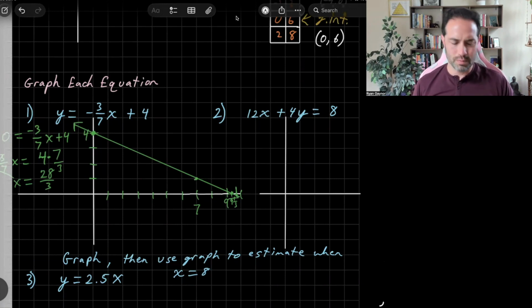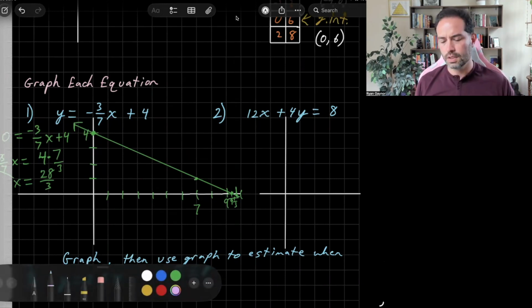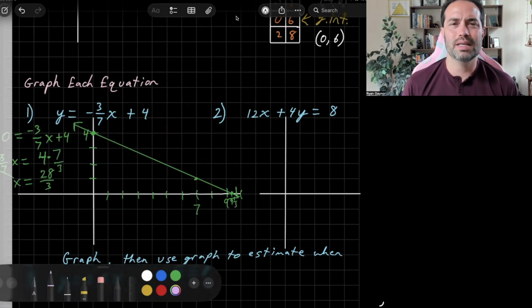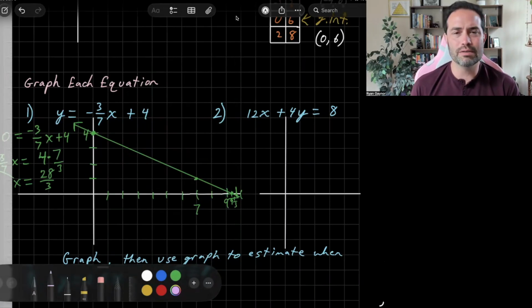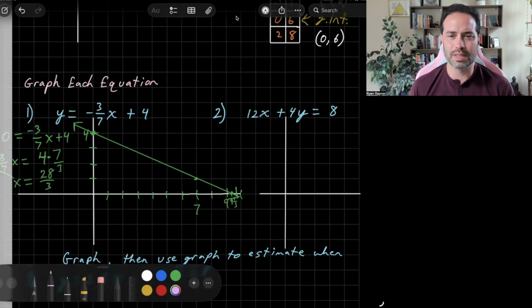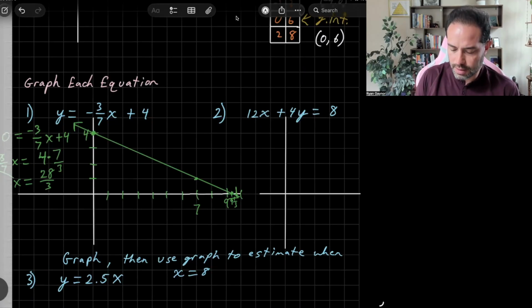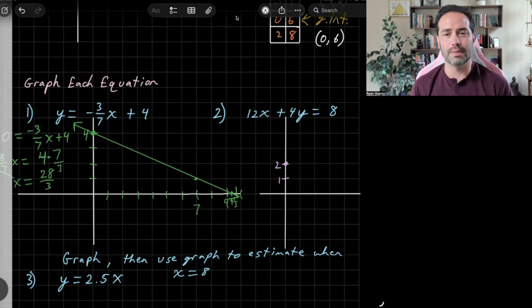Now let's do one more example. So again, if I plug in 0 for x, it would say 12 times 0, and that would be 0. And then it would say 4y equals 8. Well, what times 4 would equal 8? Well, that would be 2. So that means that we're going to cross at 2. So there's my y-intercept, right? Because I plugged in 0 for x.